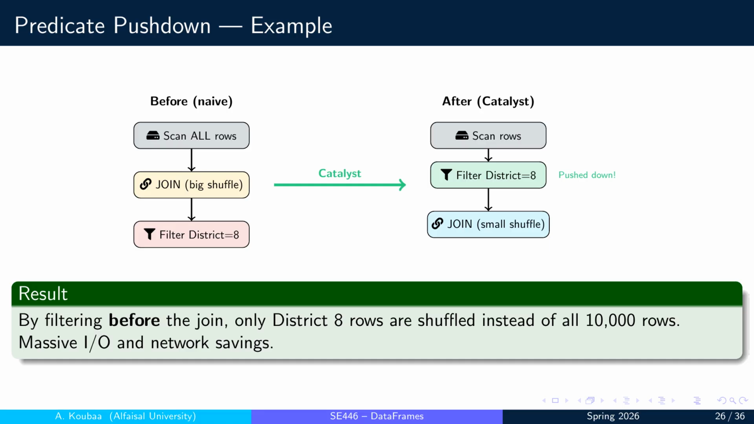It intelligently pushes the where clause, the predicate, down to the data source. It filters the users table for district 8 before the join. As a consequence, only a small fraction of the data is actually shuffled for the join operation. This simple reordering results in massive savings in network traffic and processing time. And it's a core reason why Spark is so performant.